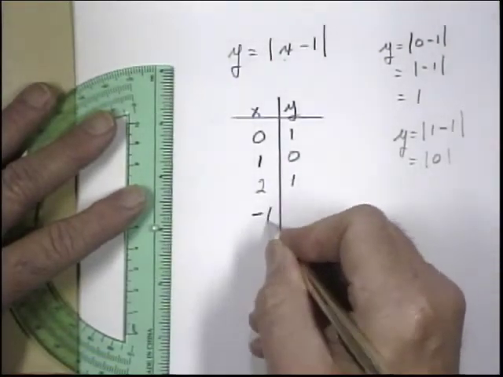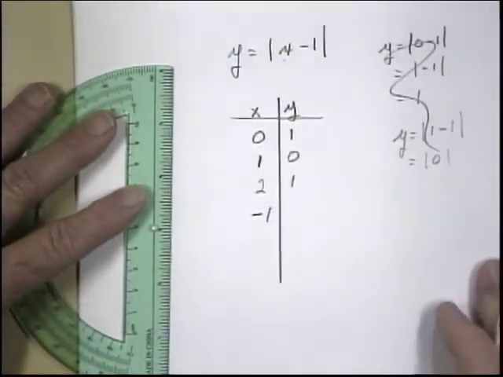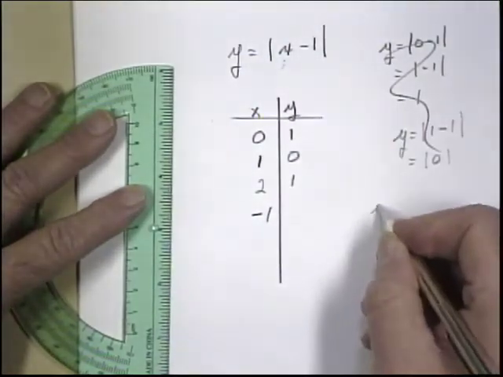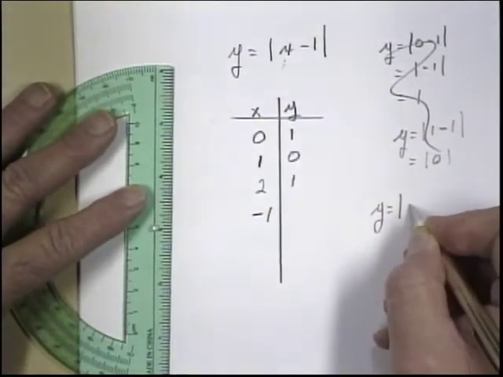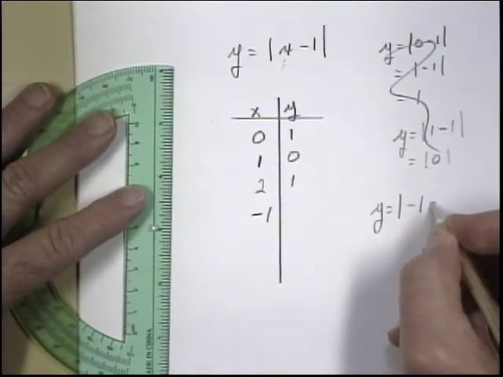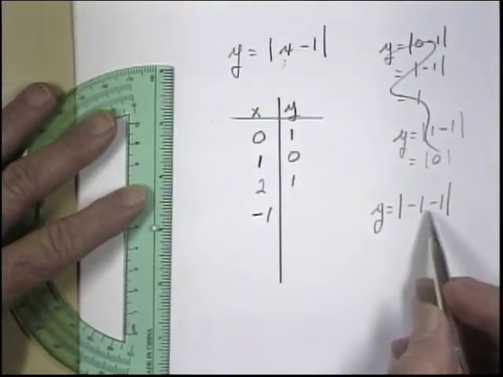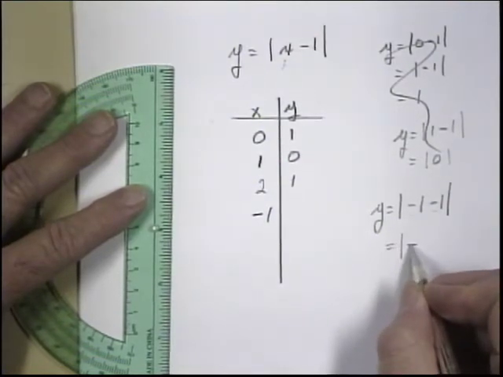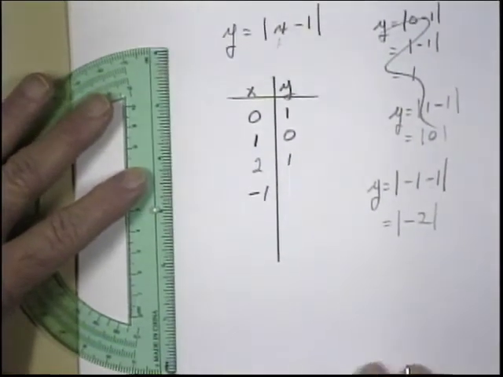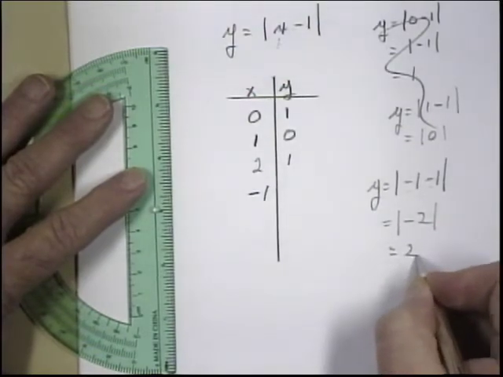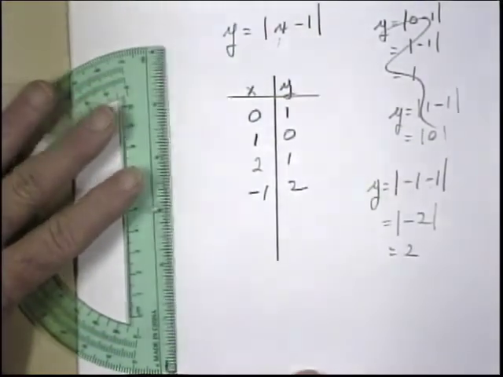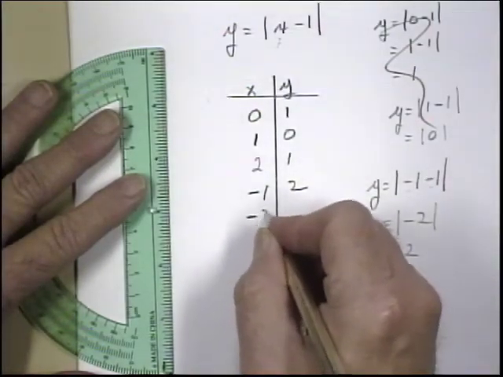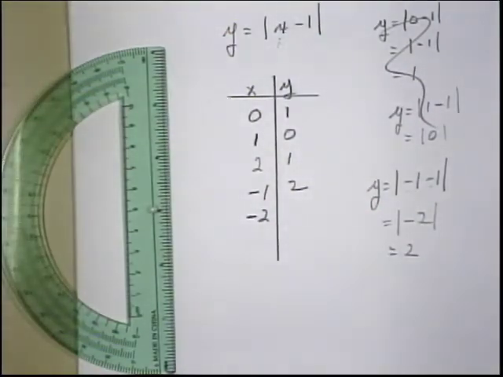Minus 1. Let me work this for you. We'd have y equals the absolute value of minus 1 and minus 1. Now we're adding. So minus 1 and minus 1 is minus 2. And the absolute value of minus 2 is just 2. Try one more.